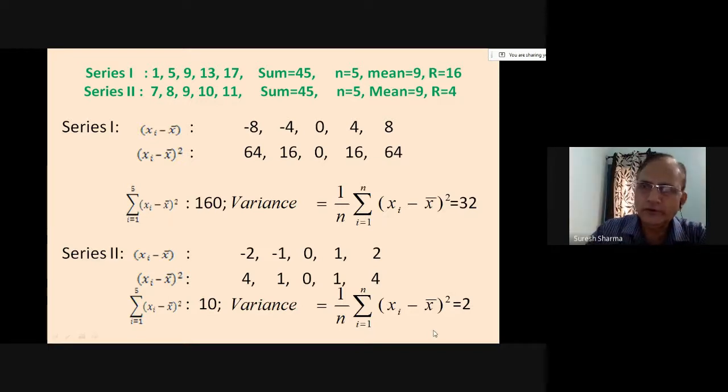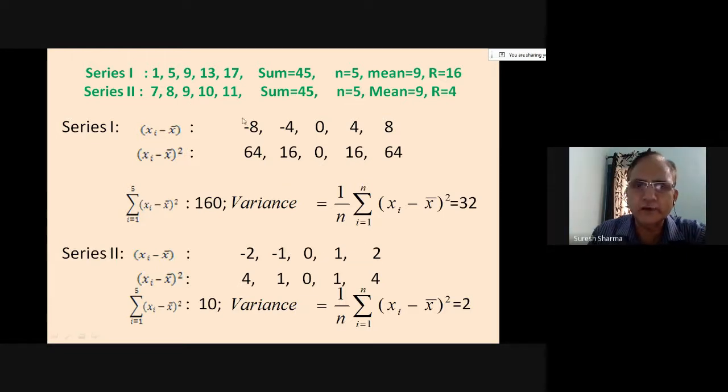Right? Now let me do a very simple exercise. Suppose I subtract the mean from every observation. Mean from every observation means xi minus x bar. So your x bar is 9. These are your xi's. So 1 minus 9 is minus 8. 5 minus 9 is minus 4. 9 minus 9 is 0. 13 minus 9 is 4. 17 minus 9 is 8. Same thing you do for series 2. xi minus x bar: 7 minus 9 is minus 2, then minus 1, 0, 1 and 2.